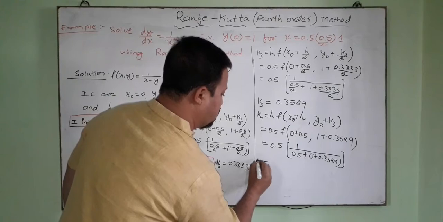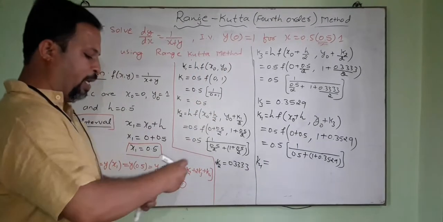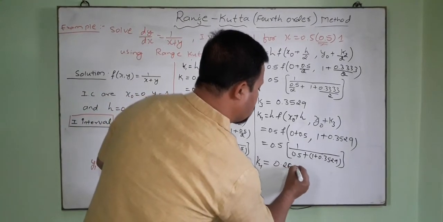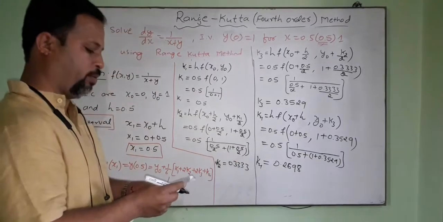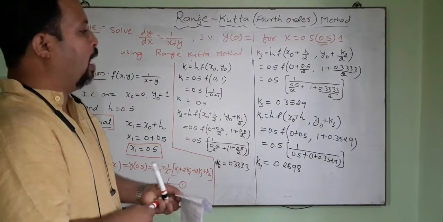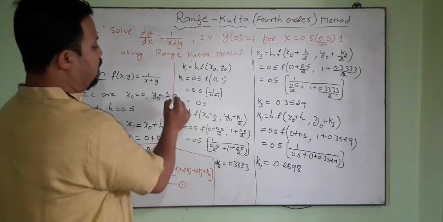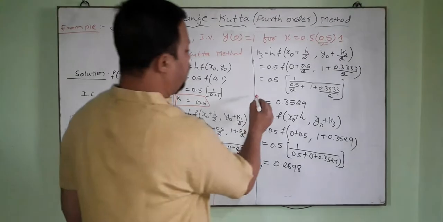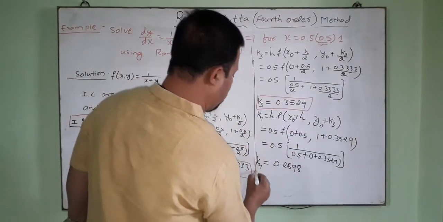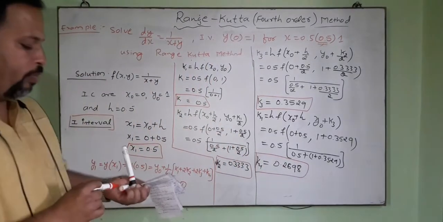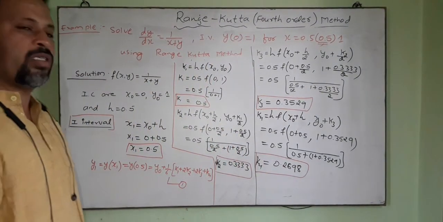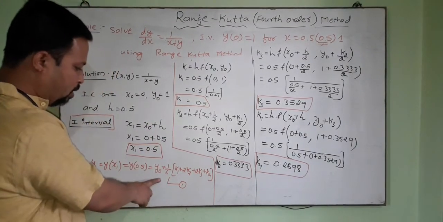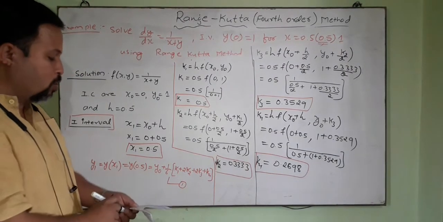Now if you simplify this, my K4 value will be 0.269. So I have got the values here. K1 is here, I have found it, and K2 is here, and K3 is here, and K4 is here. We have got all the values here. Now substitute this K1, K2, K3 and K4 in equation number 1. I can get the value of my y. So we will substitute in 1.